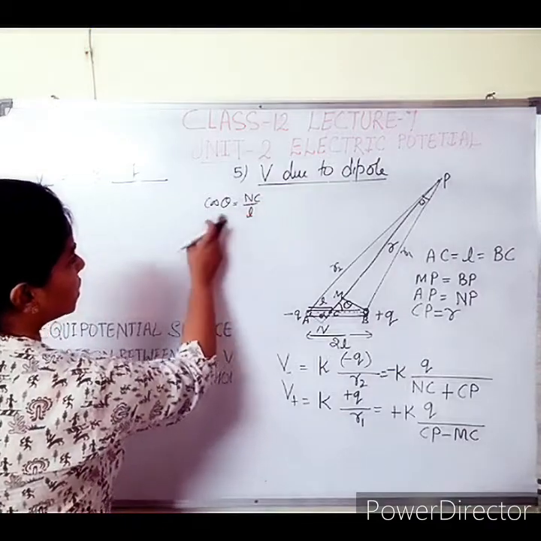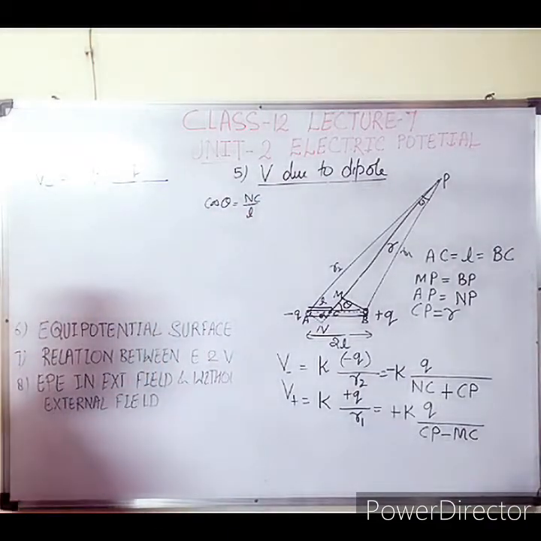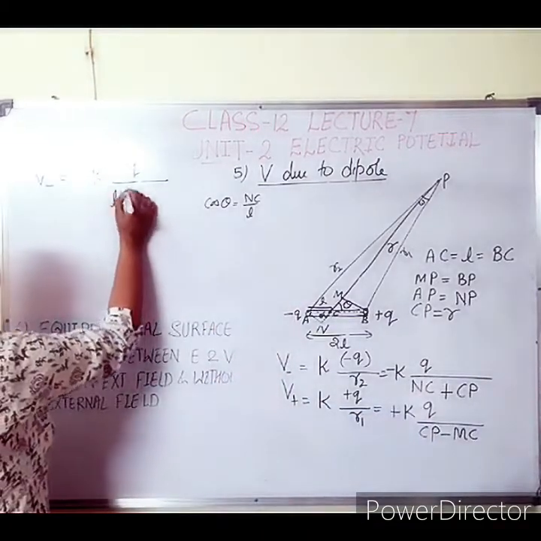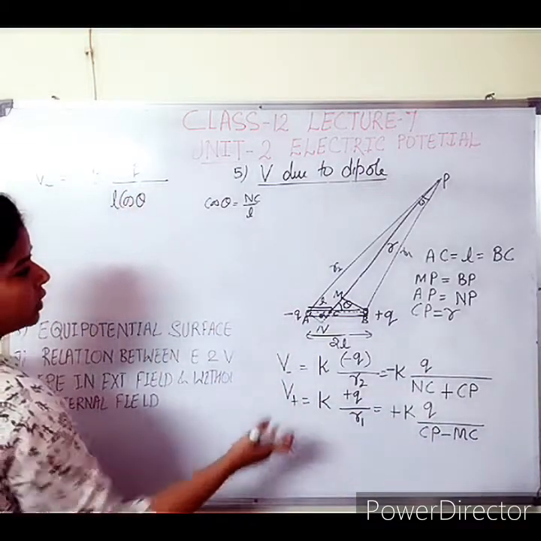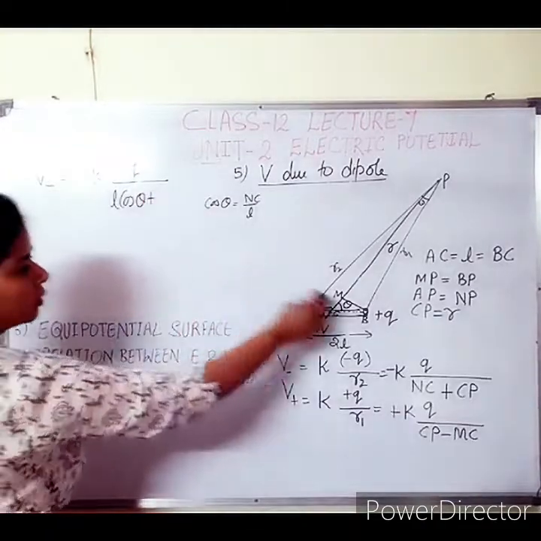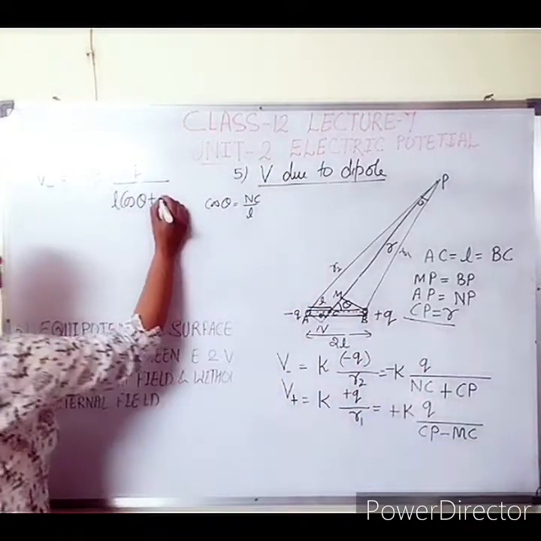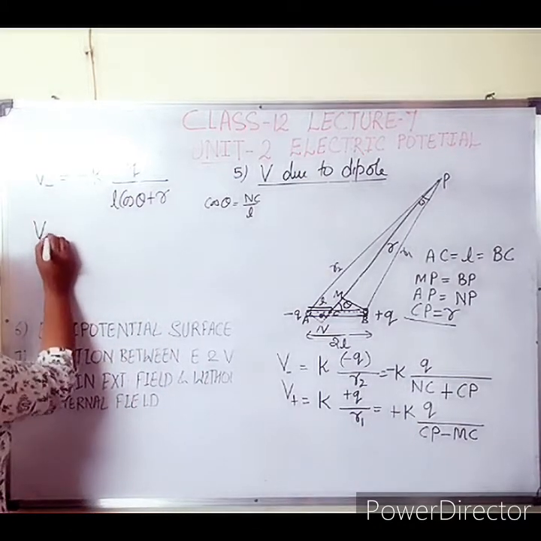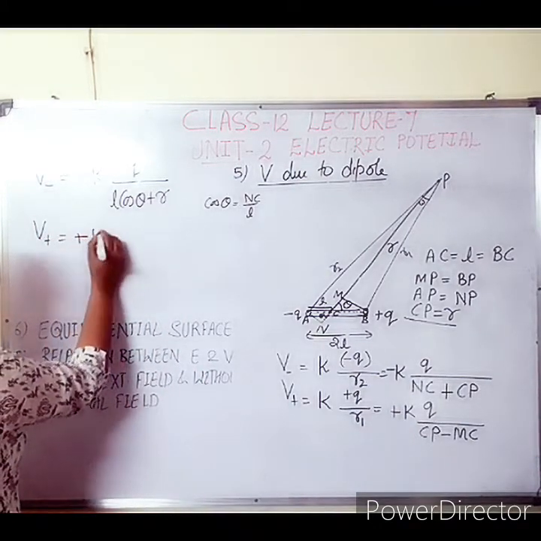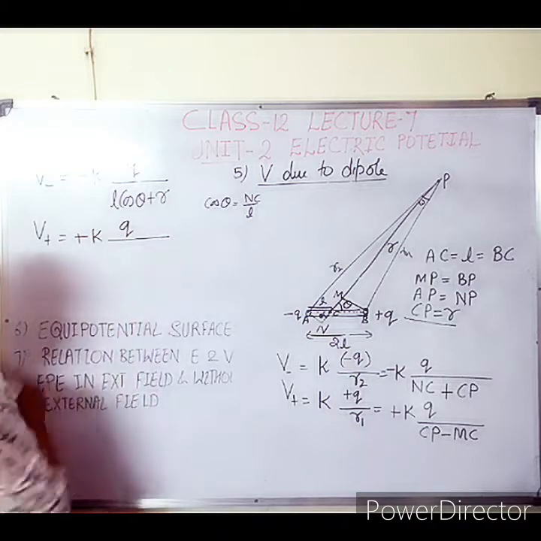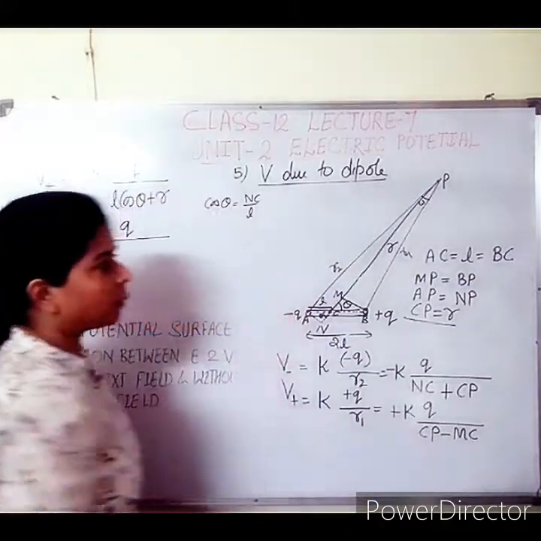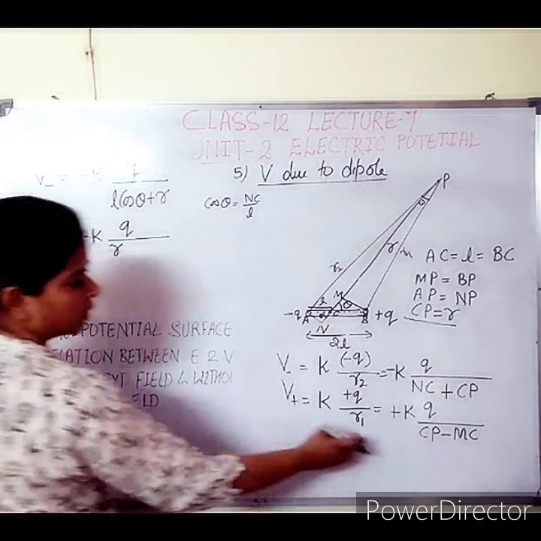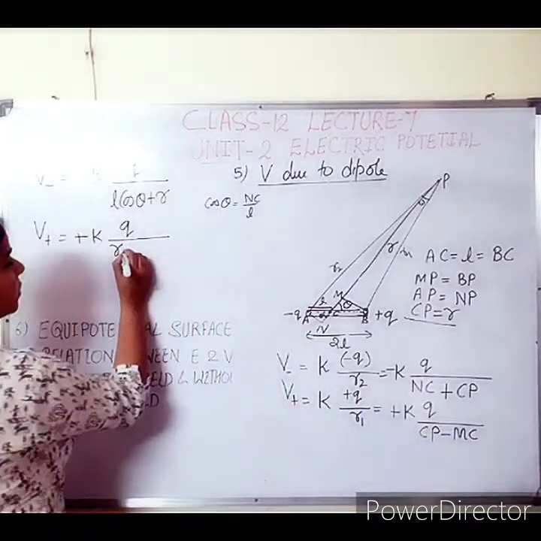So what is the value of NC? L cos theta. Here we have to put the value of NC. So it will come as L cos theta, and CP is equal to R, that we have considered here. So this plus R. Afterward come to the next term, V plus, that is equal to plus KQ over, first of all CP is equal to R, CP is equal to R minus of MC.